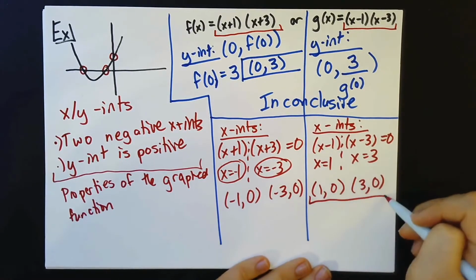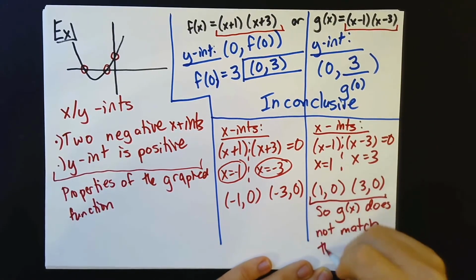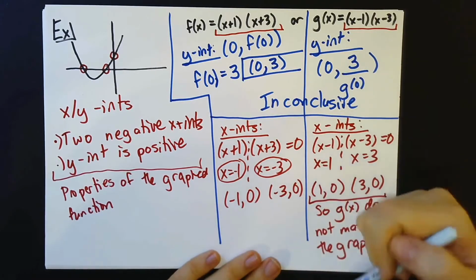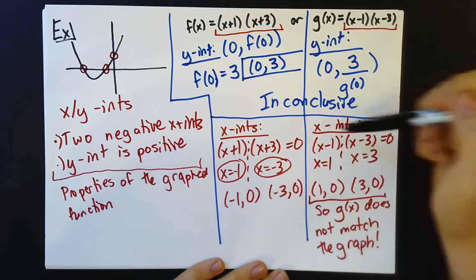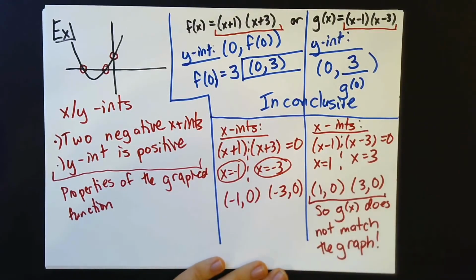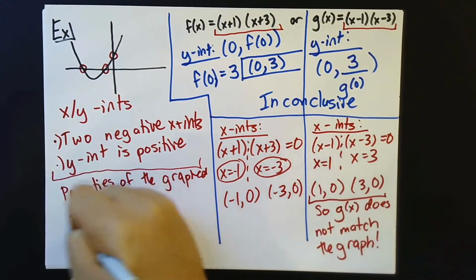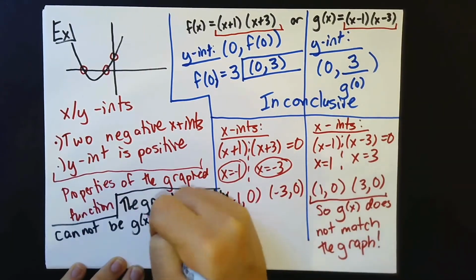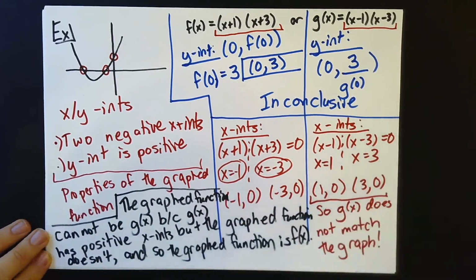Note, these are two positive x-intercepts, whereas the graphed function had two negative x-intercepts. So this does not match the graph. You're going to see that almost always the way we figure this out is to find a property that is present in the graph that is not present in one of these functions. In this case, the property we found is that g's x-intercepts are positive, whereas the graphed function's are negative, which tells us the function in the graph can't be g, so the graphed function must be f. As an answer, we can write a sentence like: the graphed function can't be g of x because g of x has positive x-intercepts, but the graphed function doesn't. And so the graphed function is f of x.